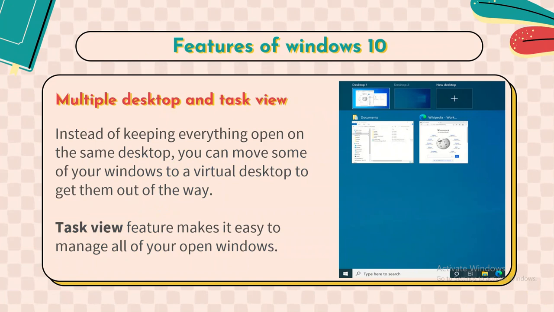The next feature is the multiple desktop and task view. Now instead of keeping everything open on the same desktop, you can move some of your windows to a virtual desktop to get them out of the way. The task view button will list all the current windows you are using on the desktop on the top side, and you can select any one to open it quickly.